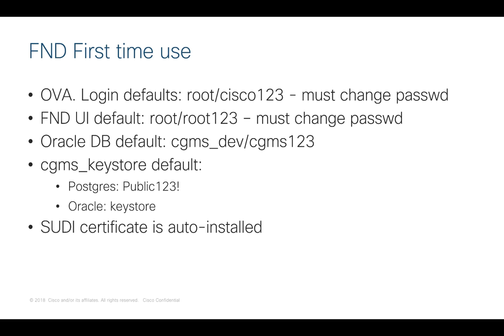So the OVAs that we provide, the default login to the VM is root Cisco 123. You'll be forced to change the password from FND 4.6 VM onwards. And the default login to the GUI is root 123. The application will force you to change the password. So please save these passwords in a safe place.